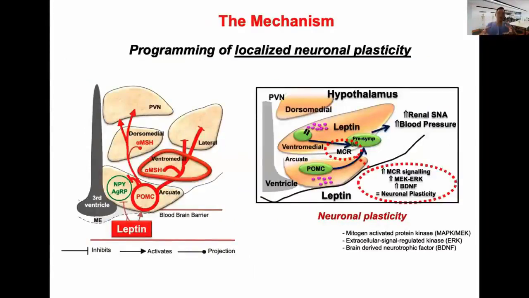With the outcome from our studies, we have a strong opinion that the mechanism of programming of obesity-related hypertension is due to the programming of localized neuronal plasticity. So we suggest that during development, leptin enters the fetus across the placenta, and it promotes the activation of POMC neurons in both the arcuate and the ventromedial hypothalamus to release alpha MSH and activates this melanocortin signaling pathway.